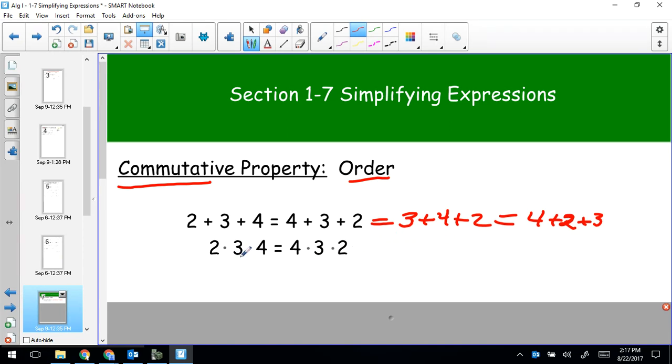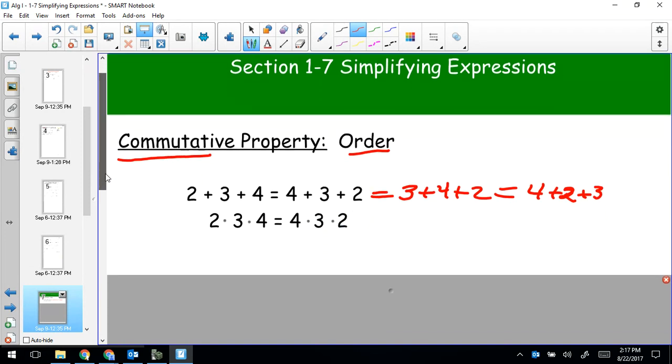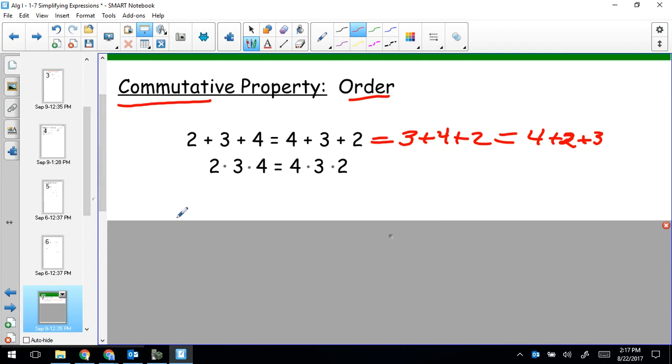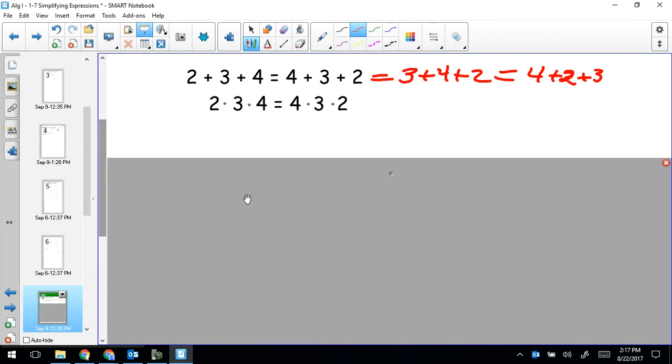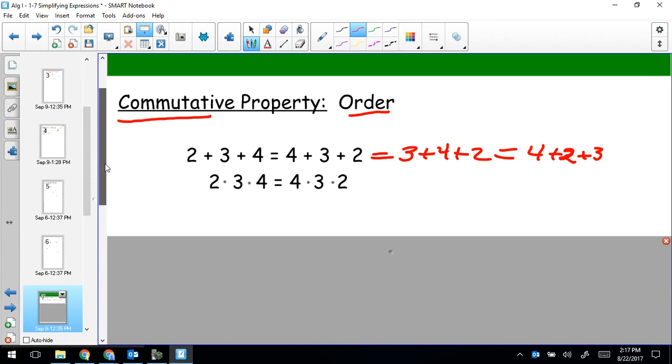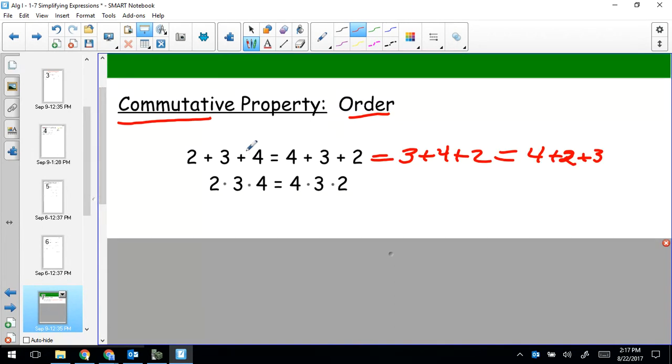Same thing with multiplication. 2 times 3 is 6, times 4 is 24. 4 times 3 is 12, times 2 is 24. I can change the order, and it's not going to change the outcome. That is called the commutative property. So I would write down commutative property, changing order, changing location, and then write down this example.